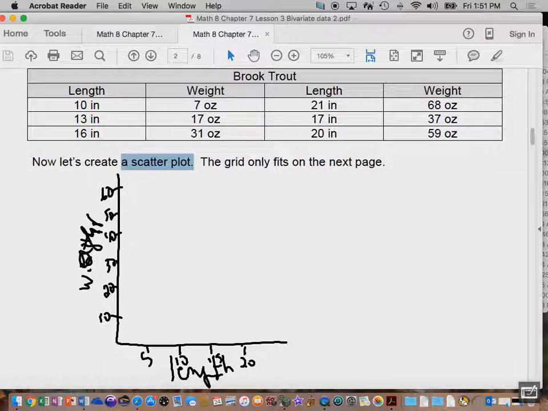So the length is 10, the weight is 7. 10, 7, make a dot. Next up, 13, 17. Next up, 16, 31. Next up is what? 21, 68. 68's all the way up there. Next, 17, 37. And what's the last one? 20, 59.